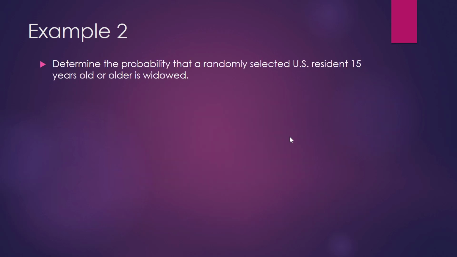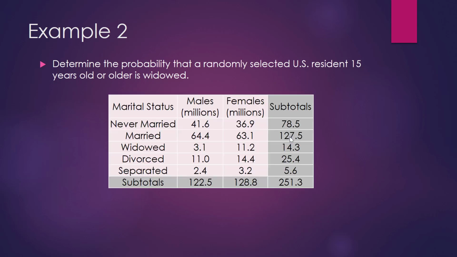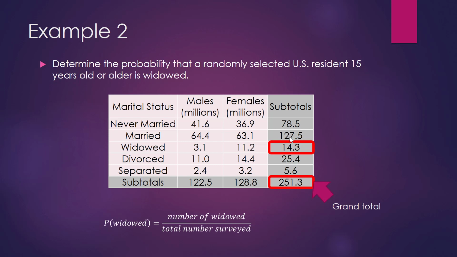Example 2. Determine the probability that a randomly selected U.S. resident 15 years old or older is widowed. So again, we have this table. If you'd like, you can pause the video, see if you can calculate the probability on your own, and then unpause the video to check yourself. The probability of being widowed is just the number of people who are widowed over the total number of people surveyed. That gives us 14.3 over 251.3, which is about 6%.